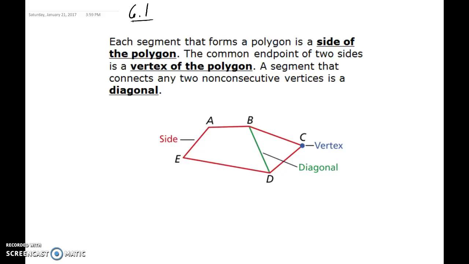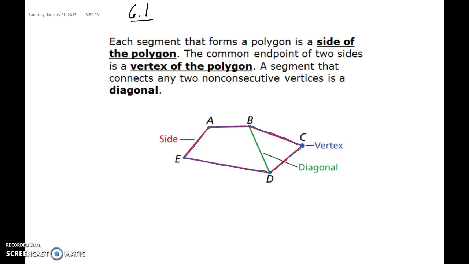All right, so each segment that forms a polygon is a side of a polygon. So in this case here, all of these segments that form the side of this polygon, they're all the sides of the polygon. All right, the common endpoint of two sides is the vertex of the polygon. So all of these corners are all our vertex, and they're all labeled A, B, C, or D. And remember, vertices, just like in triangles, are always with capital letters.